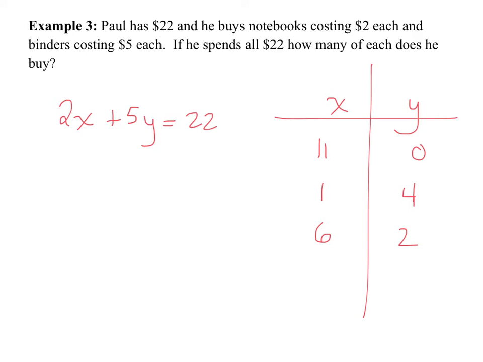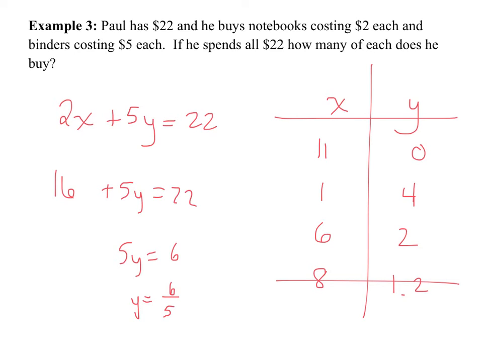Give me another value between there somewhere that's not listed. 8. Okay, if 8 is x, that gives me 16 plus 5y equals 22, which tells me 5y equals 6, and we have 6/5 of a binder. And clearly we cannot have that, right? This would be 1.2. So that answer choice doesn't make sense because you can't have 1.2 binders.